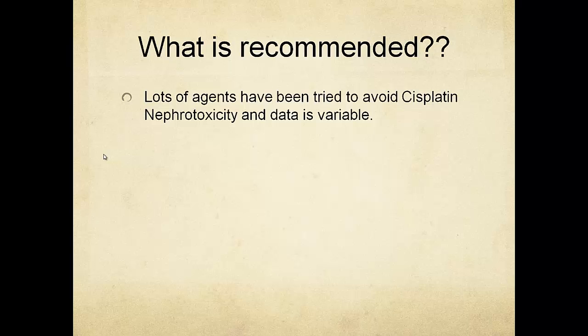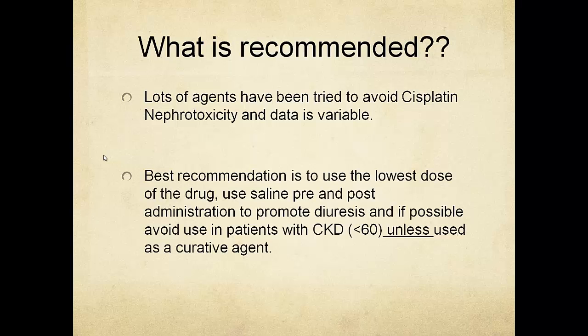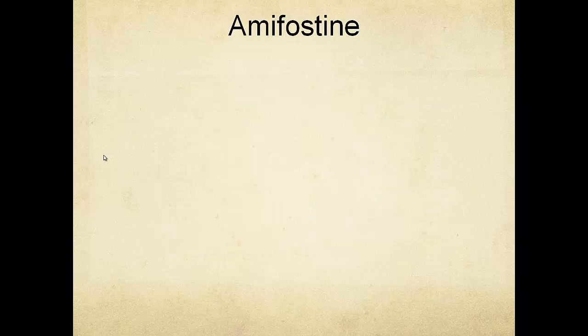What is recommended? A lot of agents have been tried to avoid cisplatin nephrotoxicity, and data is really variable. The best recommendation is to use the lowest possible dose of the drug, use saline pre and post administration to promote diuresis, and if possible, avoid using it in patients with CKD with a GFR of less than 60 unless used as a curative agent. Very recently, amifostine has also been proposed to work against cisplatin-induced nephrotoxicity.